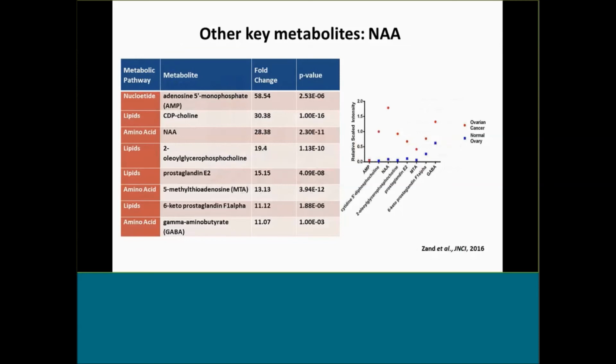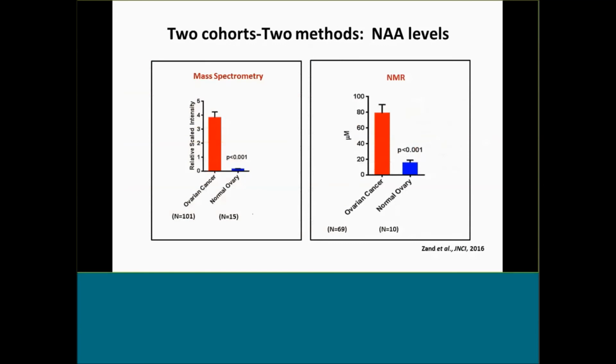Now, there were a number of other metabolites that were elevated, and one that caught our eye, that I just want to show you a little bit of data around, recently we reported as well in the full metabolic profile, was a neuronal metabolite called NAA, which was a surprise. We certainly didn't expect to see that, but it was massively elevated in these tumors.